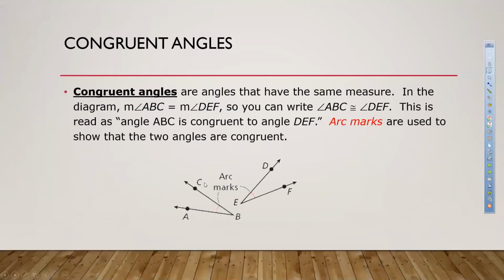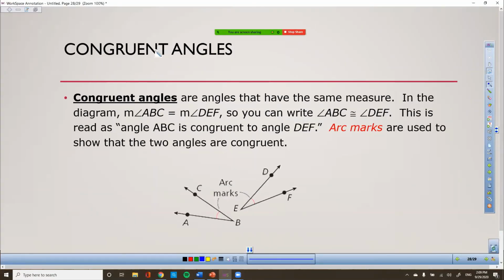All right, so moving on, we have something called congruent angles. As we mentioned in the previous lessons, the word congruent means that they're equal, that they're the same. So congruent angles are angles that have the same measure. In the diagram, the measurement of angle ABC is equal to the measurement of angle DEF. So these two angles are equal to each other. We can write that as angle ABC is congruent, and remember that this symbol right here means congruent, to angle DEF.